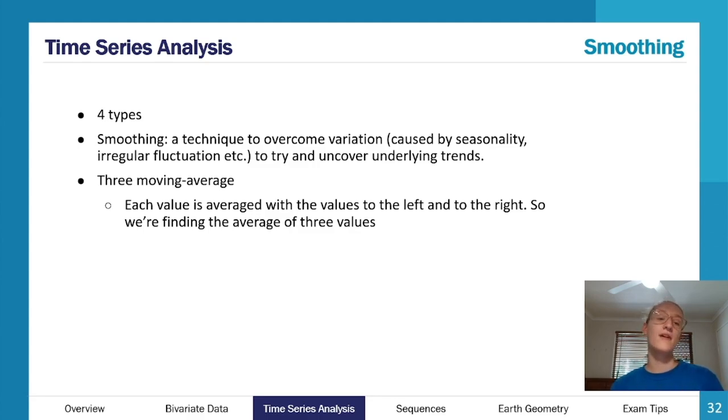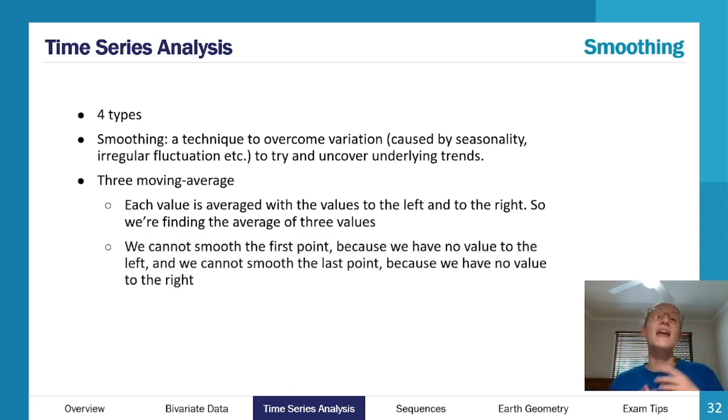To illustrate that a bit further, in the 3 moving average or the 3 moving mean, which is a type of smoothing, we take each value or each data point and we average it with the point to the left and the point to the right. So we're finding the average of 3 values. Because we take the point to the left and the point to the right, we can't smooth the first point and the last point, because there's no point to the left of the first point and no point to the right of the last point. So we do lose our first point and our last point, but we are able to smooth all the values in the middle.